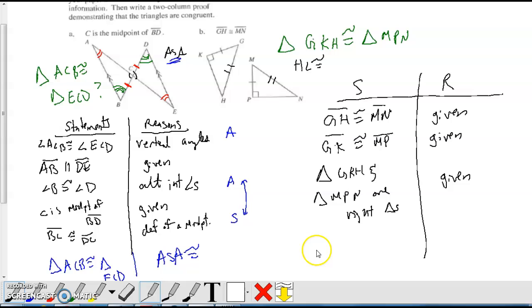All right. Once we have all that information out, now I know it's a right triangle. Now I can use hypotenuse leg. So last statement, GKH is congruent to MPN, hypotenuse leg. Okay. So there you go.